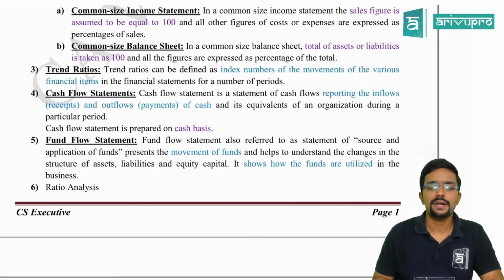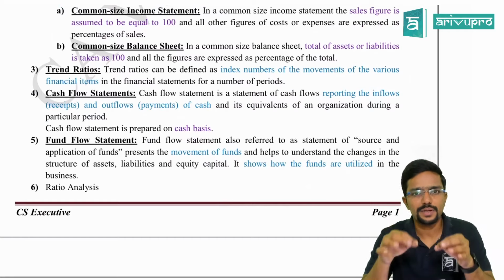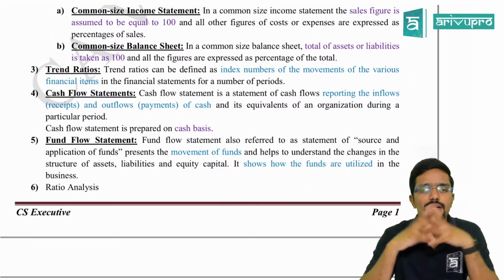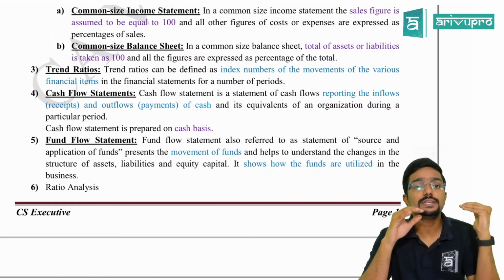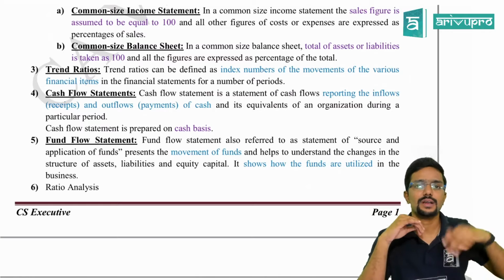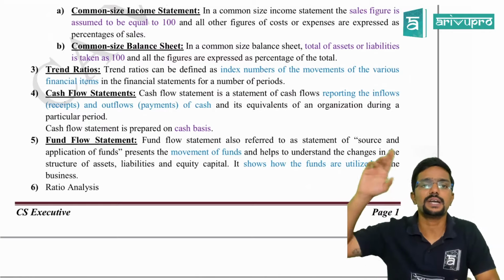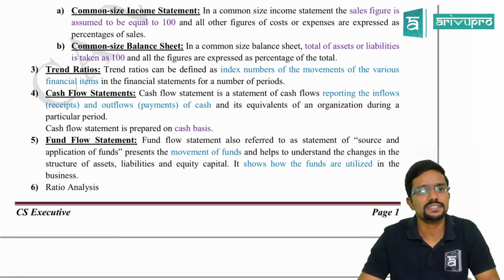Next, coming to trend ratio. Trend ratio is we will take a particular item like EPS, sales, profit, or any item in the balance sheet or profit and loss statement, and we will see how it is performing over a period of time, that is in the last 5 years or last 10 years. So how is the trend? Is it going up or is it coming down year after year? We are checking. That is called trend ratios.